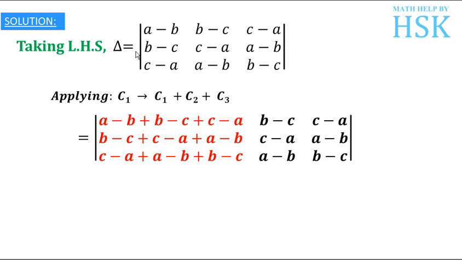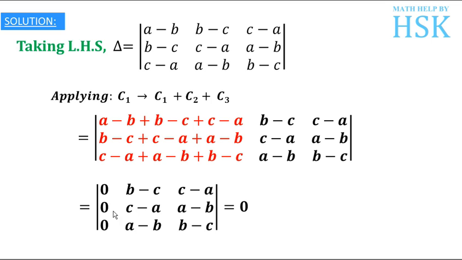Now, applying this operation, I get a minus b plus b minus c plus c minus a as the first element of the first column. Similarly, b minus c plus c minus a plus a minus b as the second element of the first column, and similarly c minus a plus a minus b plus b minus c. So you can see that this is equal to 0. All the three terms would be equal to 0.